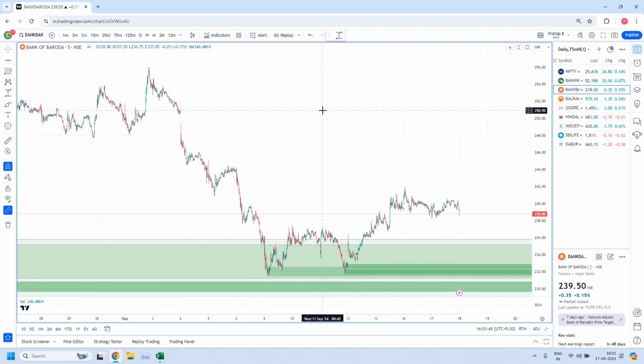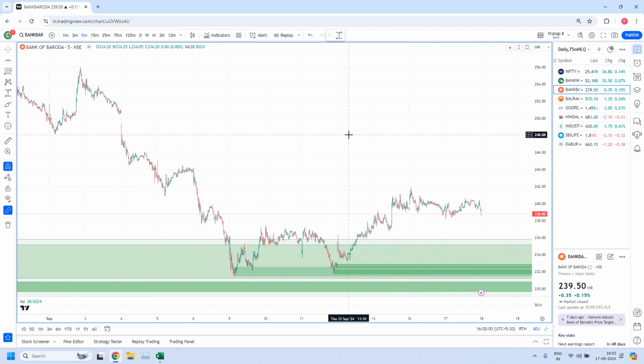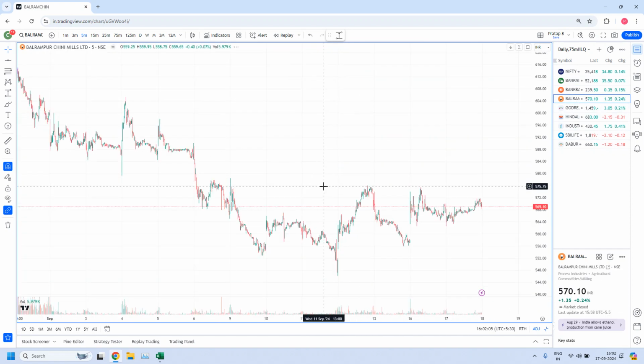So this is what we have to understand. Probably these aggressive trades will work if these fine-tuned zones are violated and prices enter here. Probably it may again give a very good profit, because this is also acting as a bear trap. So this is about Bank of Baroda. Next one is Balram Chini.